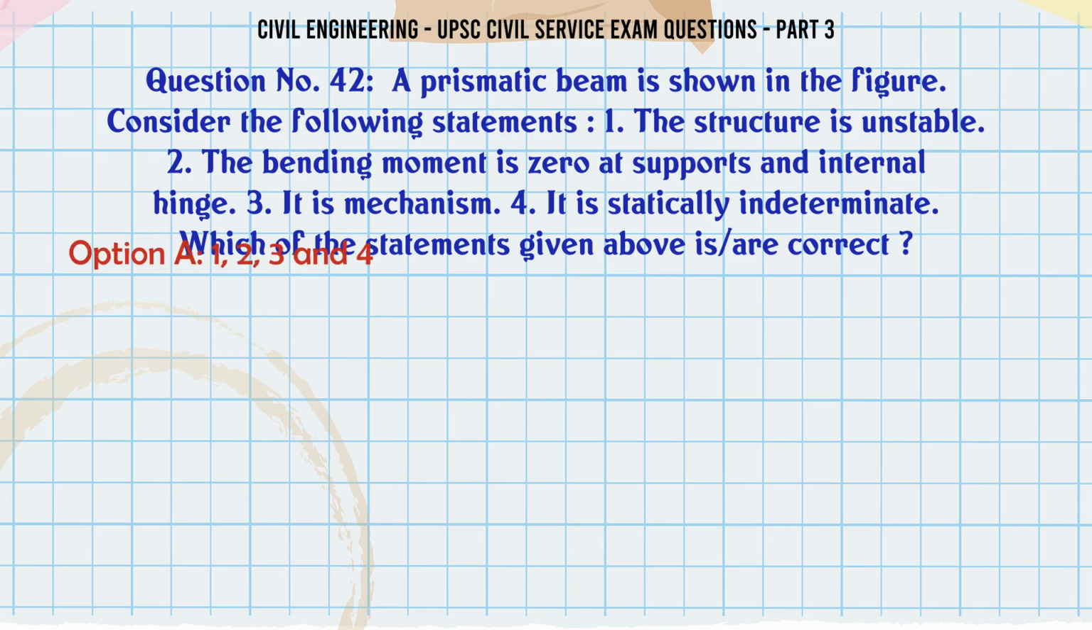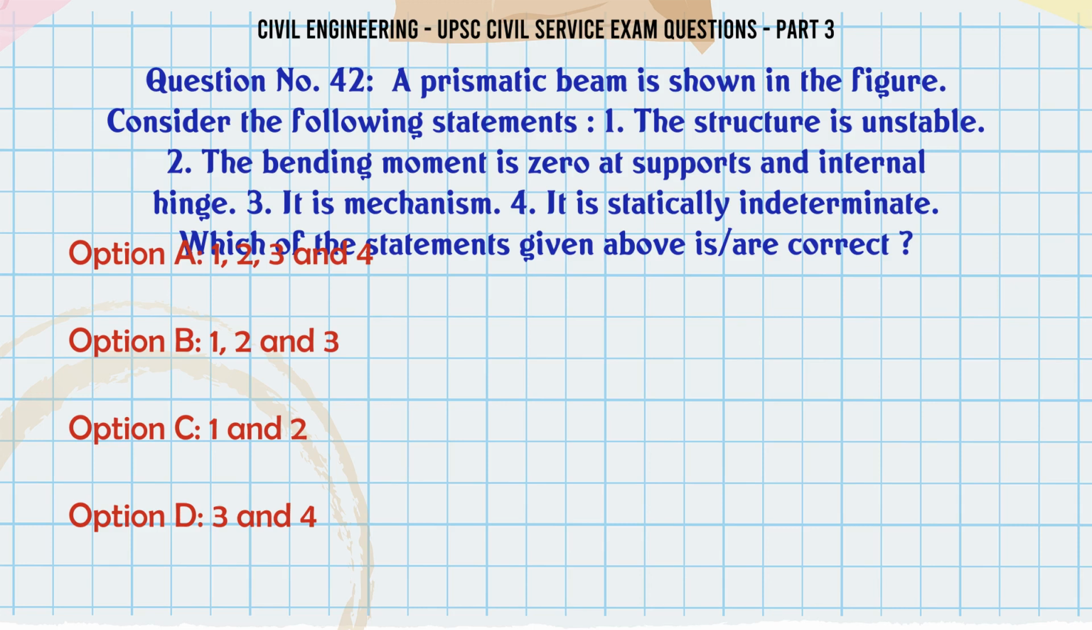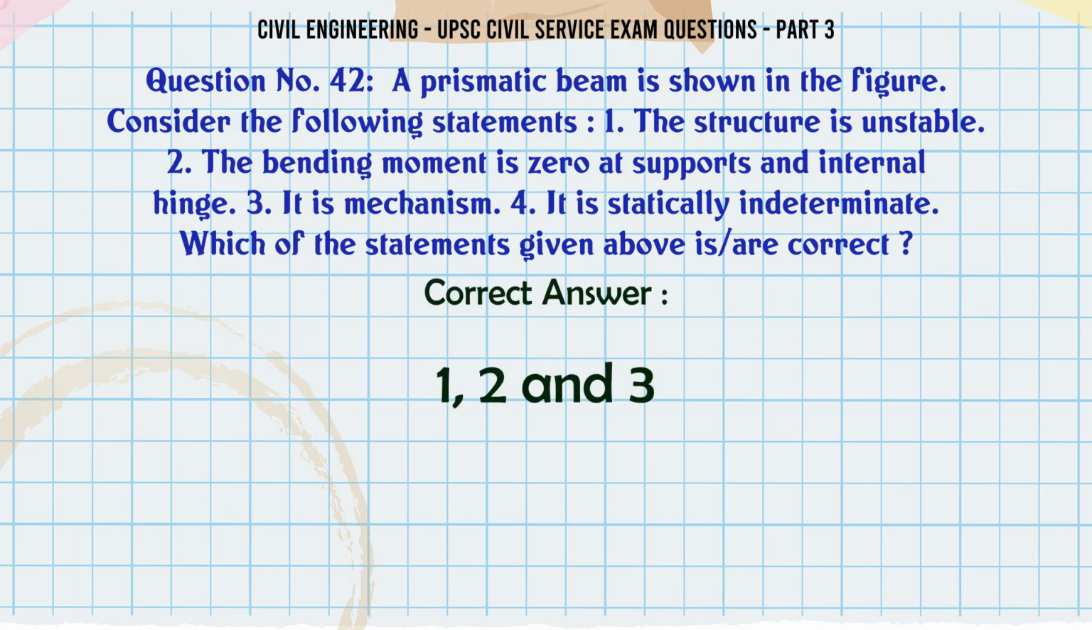A prismatic beam is shown in the figure. Consider the following statements: 1. The structure is unstable. 2. The bending moment is 0 at supports and internal hinge. 3. It is a mechanism. 4. It is statically indeterminate. Which of the statements given above are correct? A 1, 2, 3 and 4. B 1, 2 and 3. C 1 and 2. D 3 and 4. The correct answer is 1, 2 and 3.